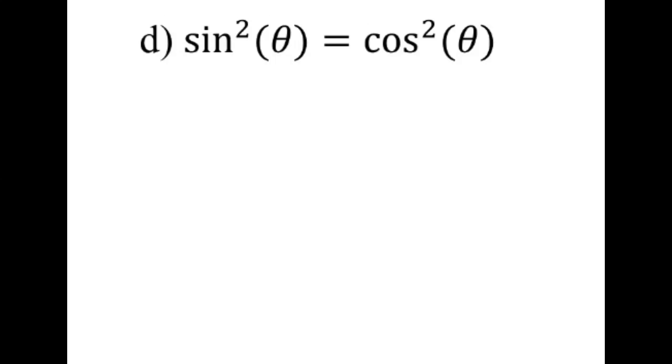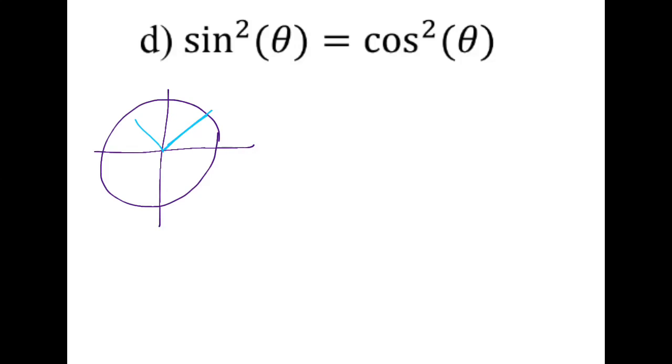Alright, 11D, we want to know when is sine squared of theta equal to cosine squared of theta? Well, think about this. What sine value when squared will equal a cosine value when squared? Well, again, let's reference a unit circle. I'm going to draw a unit circle there. You should be jumping immediately to these values right here.